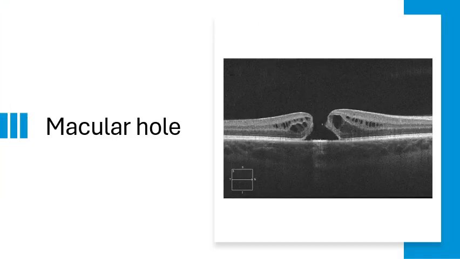Let's start to talk a bit in more detail about the macular hole and the OCT findings in this condition. The OCT enables us to differentiate between three similar conditions. The first of them is the full thickness macular hole, which is characterized by a full thickness defect of the neurosensory retina reaching to the level of the retinal pigment epithelium.